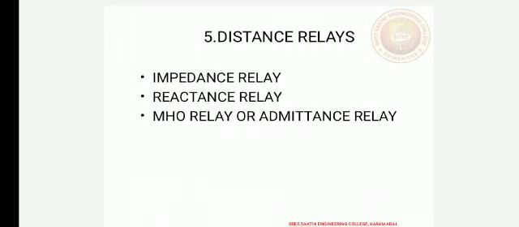And the next type of relay is distance relays. In distance relay, the operation is dependent on the ratio of voltage and current, which is expressed in terms of an impedance. Dependent on the ratio of V and I, there are three types of distance relays. First one, impedance relay, which is based on measurement of impedance Z. Second one, reactance relay, which is based on measurement of reactance X. Third one, admittance or mho relay, which is based on the measurement of component of admittance Y.